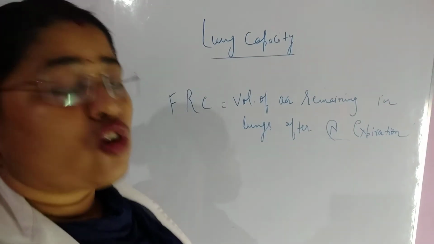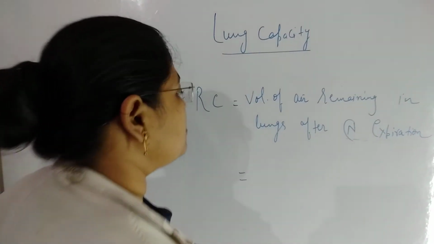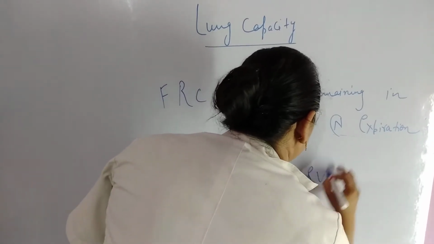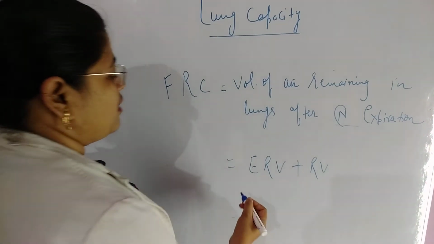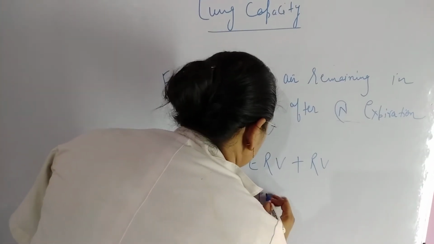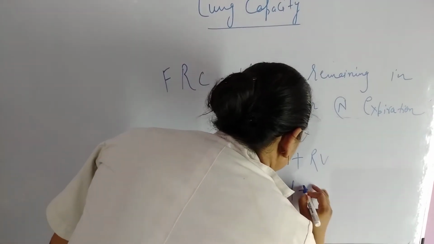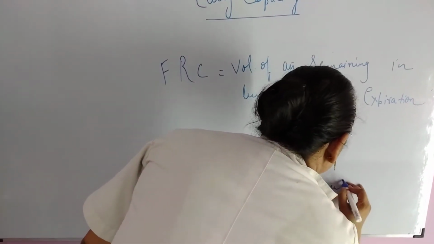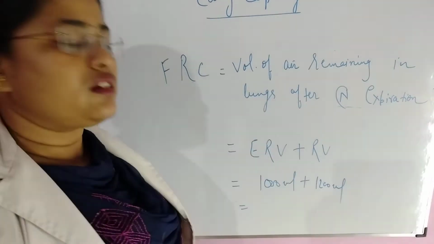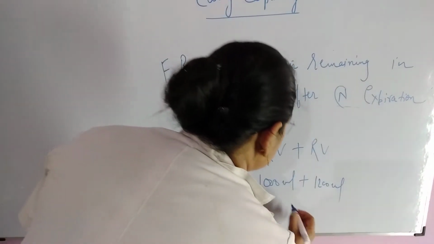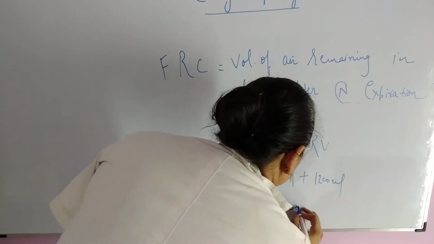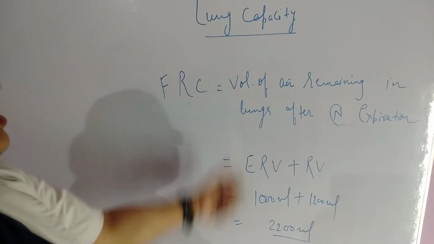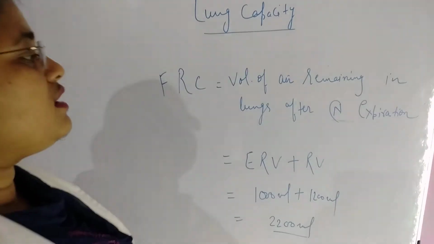And this is the combination of two volumes. First is ERV and second is RV, residual volume. Expiratory reserve volume is 1000 ml and residual volume is 1200 ml, as we discussed earlier. So by combining this, we get 2200 ml. So 2200 ml is the functional residual capacity of lungs.